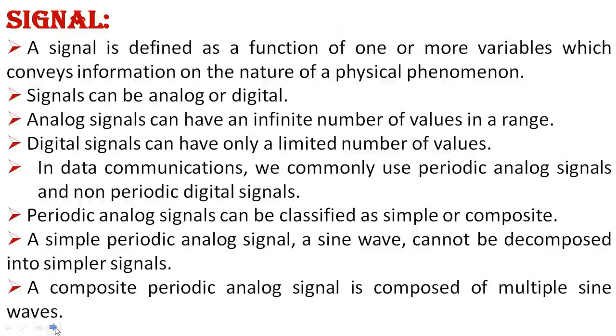Now this concept is the signal. A signal is defined as a function of one or more variables which conveys information on the nature of a physical phenomenon. The signal can be analog or digital. A signal is a continuous function with respect to time, or it varies with some physical parameter or physical quantity. Analog signals can have an infinite number of values in a range, while digital signals can have only a limited number of values.